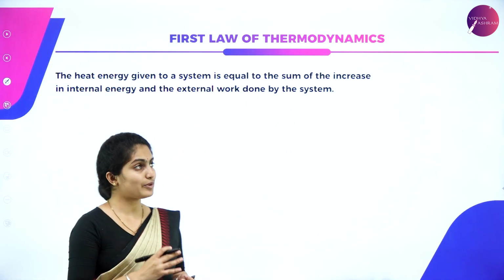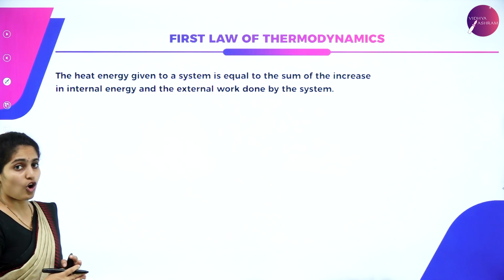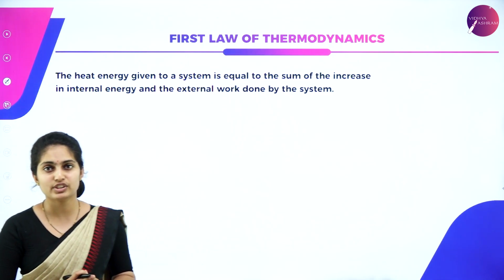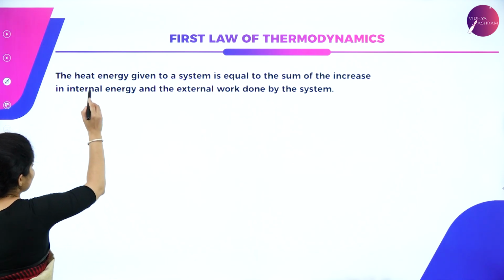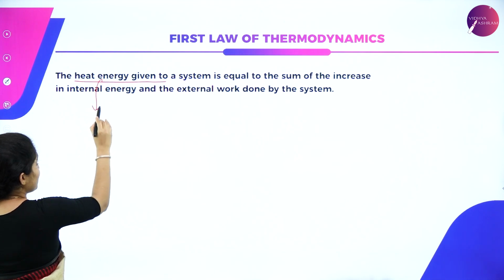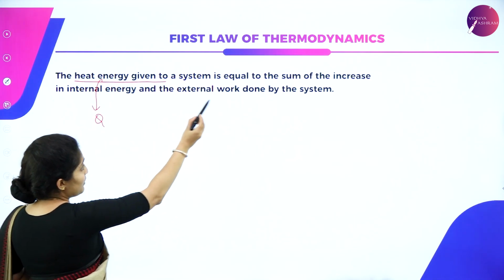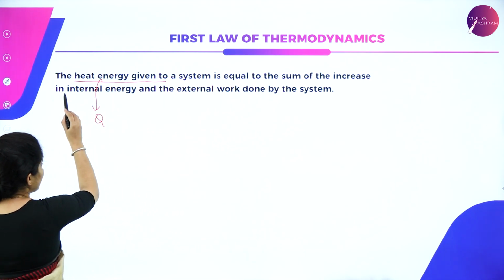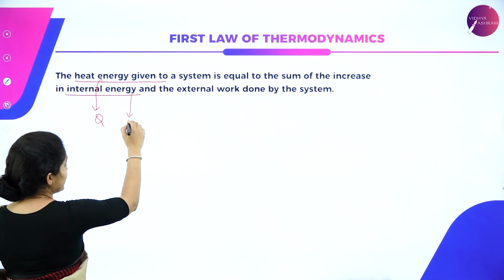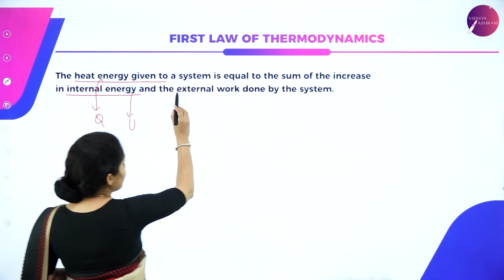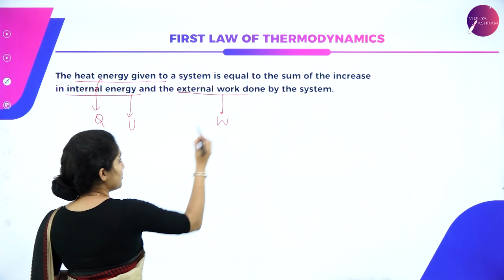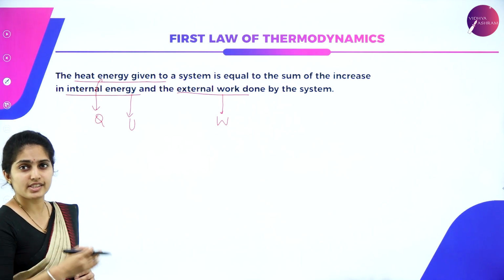Next we have the first law of thermodynamics. So let us study what is meant by the first law of thermodynamics. The heat energy given to the system, denoted by Q, will be equal to the sum of the increase in internal energy, which in physical notation is given as U, and the external work done by the system, given as W. So there are changes taking place.